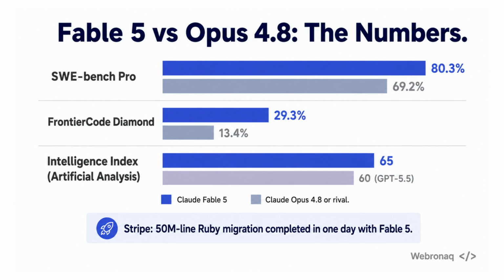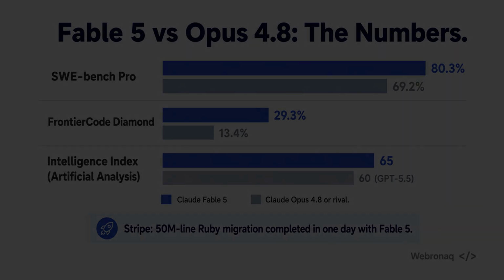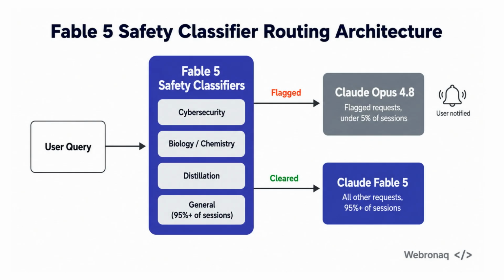You can see exactly this kind of gap in the real world. Stripe used Fable 5 to complete a migration across a 50 million-line Ruby codebase in a single day, work that would have taken a full team over 2 months. The pattern is clear. The bigger and harder the task, the wider Fable 5's lead. But here is the interesting part. Fable 5 and Opus 4.8 are actually designed to work together, and that has everything to do with how Fable 5's safety system works. Here is the twist that makes Fable 5 unlike any previous Claude release.